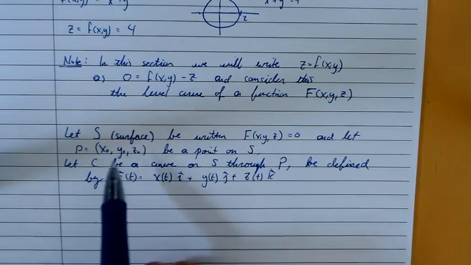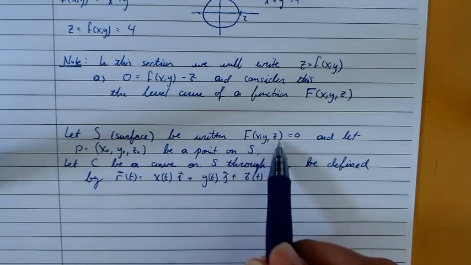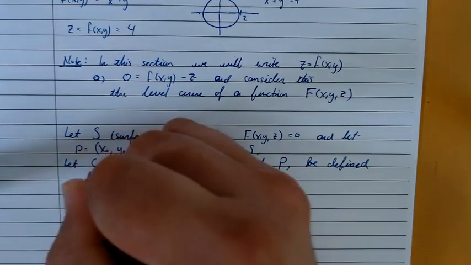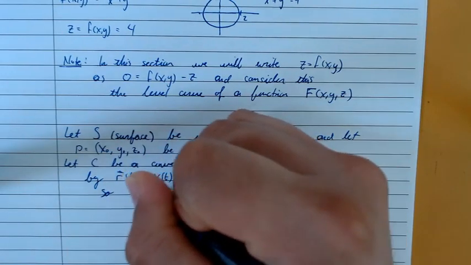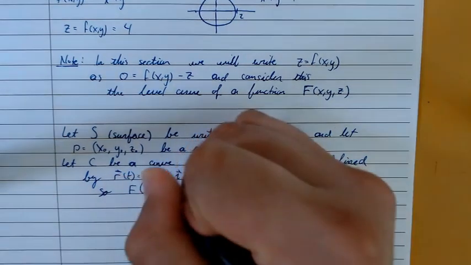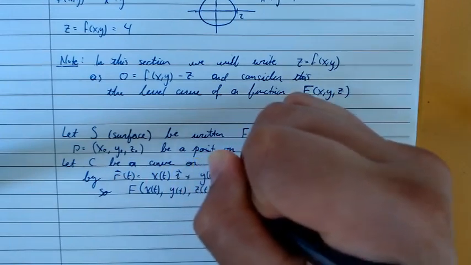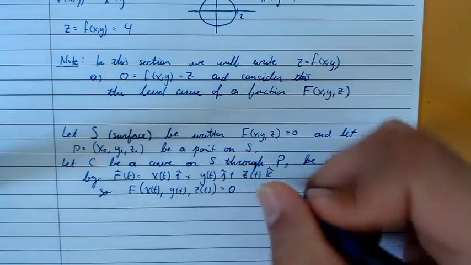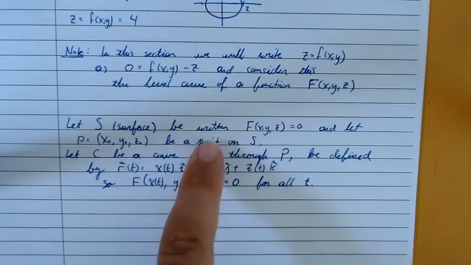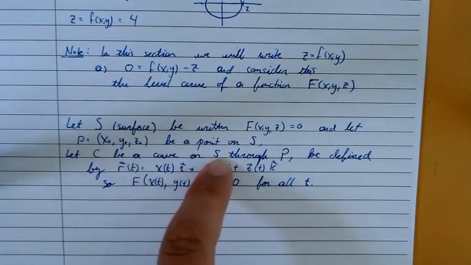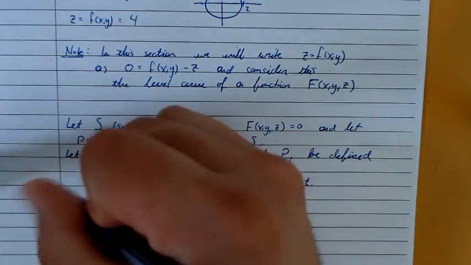Note, since C is on this surface, it must also satisfy the condition that f of x, y, z must equal 0. So that means that f of x of t, y of t, z of t must equal 0 for all values of t. Right? Because C is on the surface, so it must satisfy all the conditions of the surface.